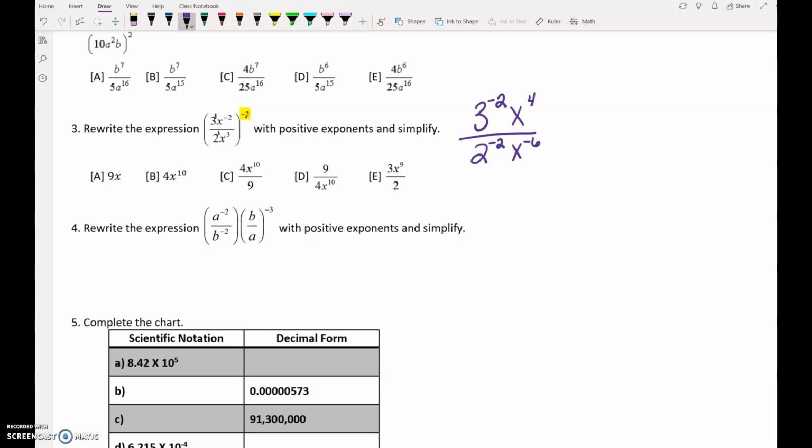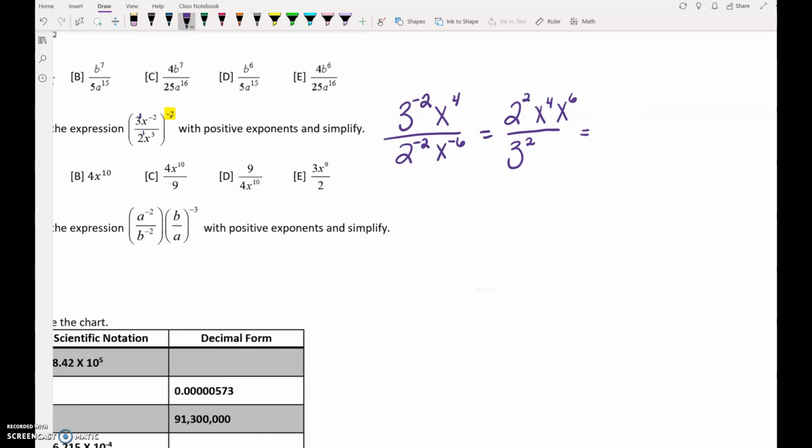Okay, negative exponents move, positive exponents stay. So right now I know that x to the 4th is going to stay put. 3 to the negative 2 is going to go to the bottom where it's 3 to the positive 2. 2 to the negative 2 will move to the top where it's 2 squared. And x to the negative 6 will move to the top where it's x to the positive 6th.